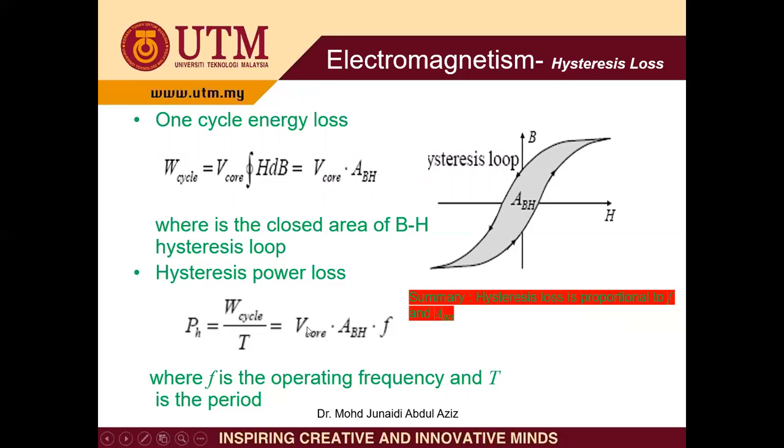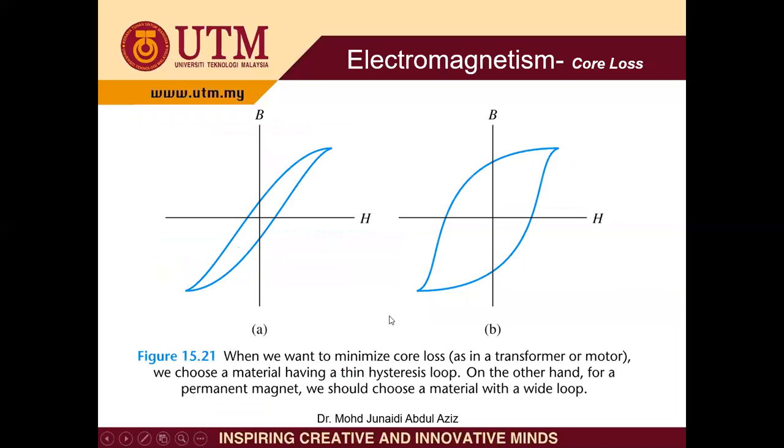Since the volume and cross section are usually fixed, in order to have fewer losses you can control the frequency of the system. If we want to minimize the core losses, you can either reduce the frequency, or choose a material having a thin hysteresis loop, for example, A here.